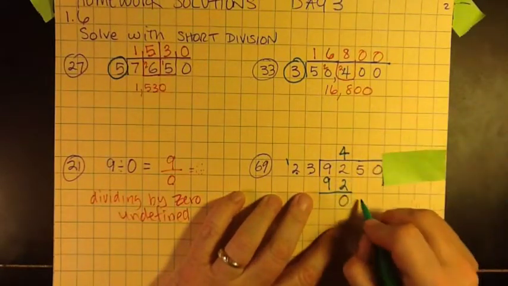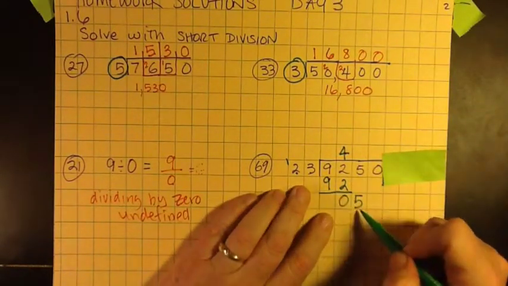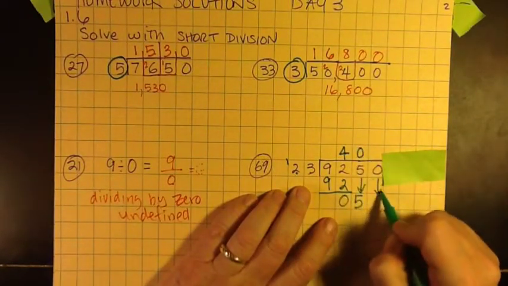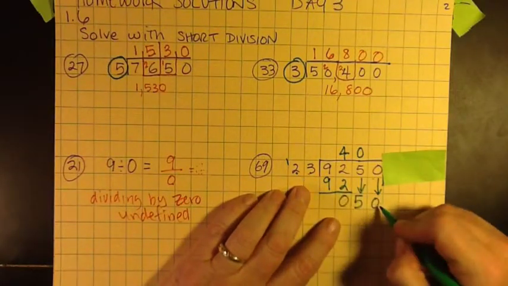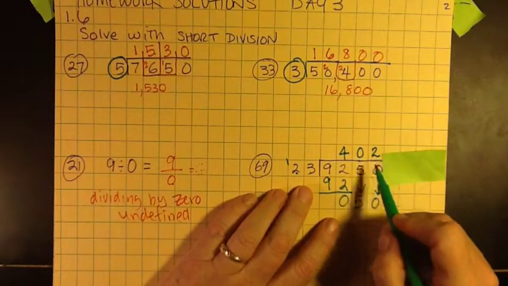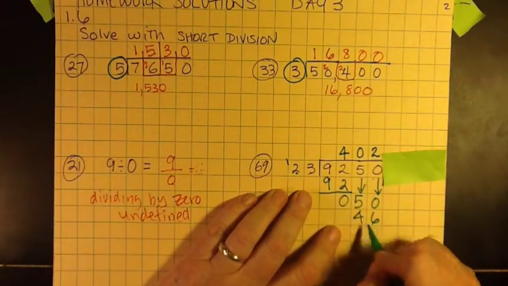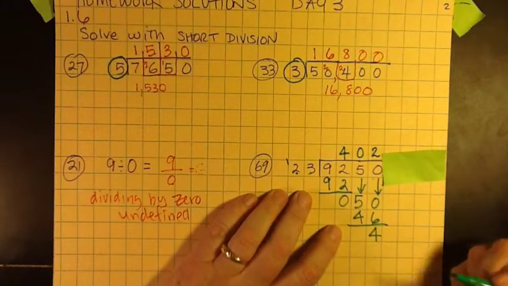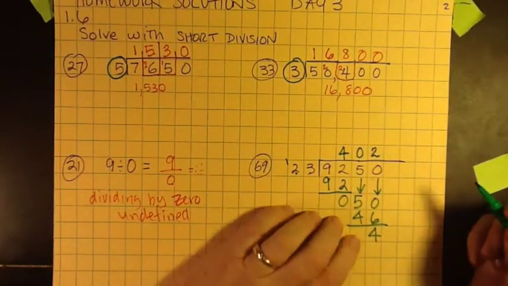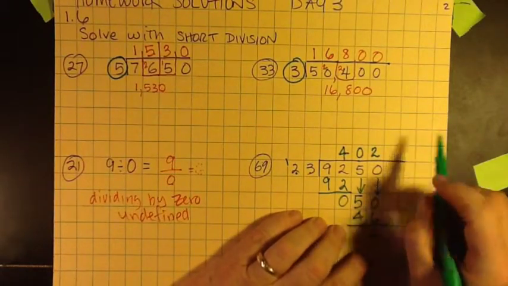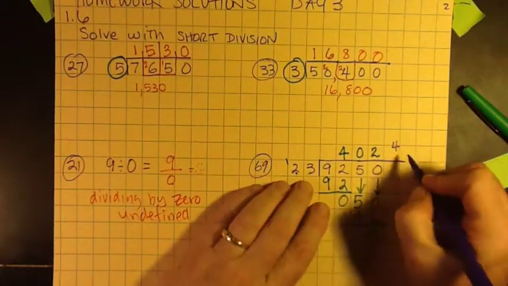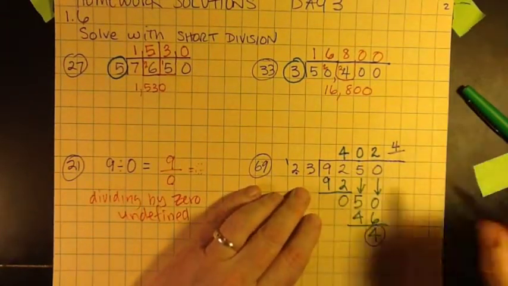And then I'm going to bring this down. 23 does not go into 5, so that's a 0. I'm going to bring down the 0. 23 goes into 50 2 times. 2 times 23 is 46. And I have 4 left over. That's a remainder, and I write this as a fraction because I have 4 parts. Here's the 4 parts out of 23 left over.